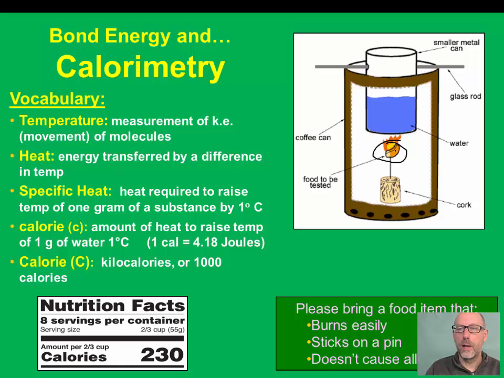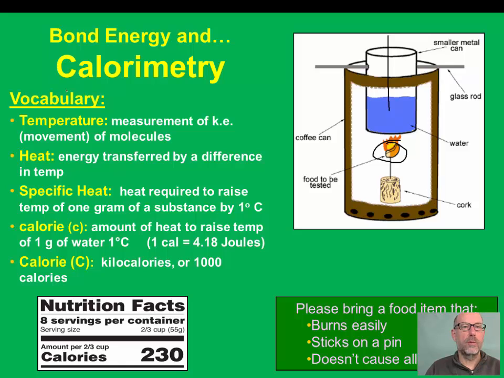We'll take a food, we'll try and burn it, and we'll heat up some water, and when we catch the heat that's given off by the burning food item, we catch the heat in the water up here using a thermometer, would be in here. And if we know how much water is there, the amount of heat that's absorbed by the water is the same as the amount of heat that's given off by the peanut.